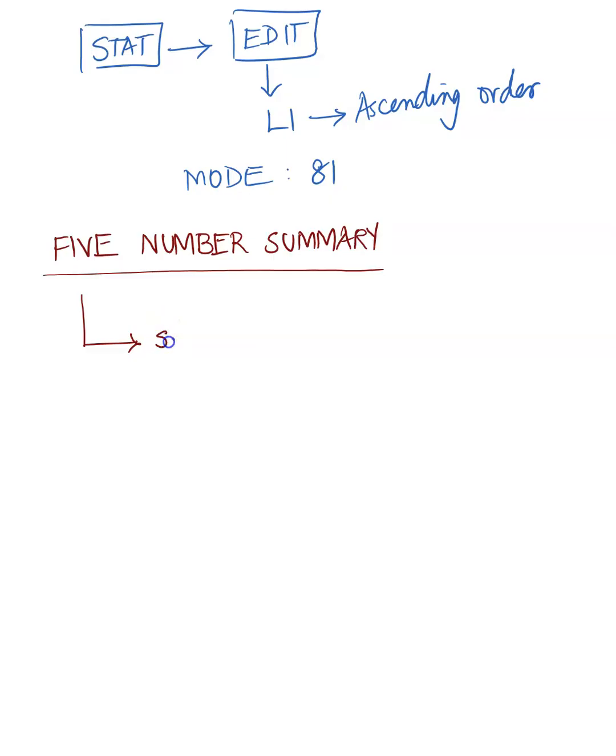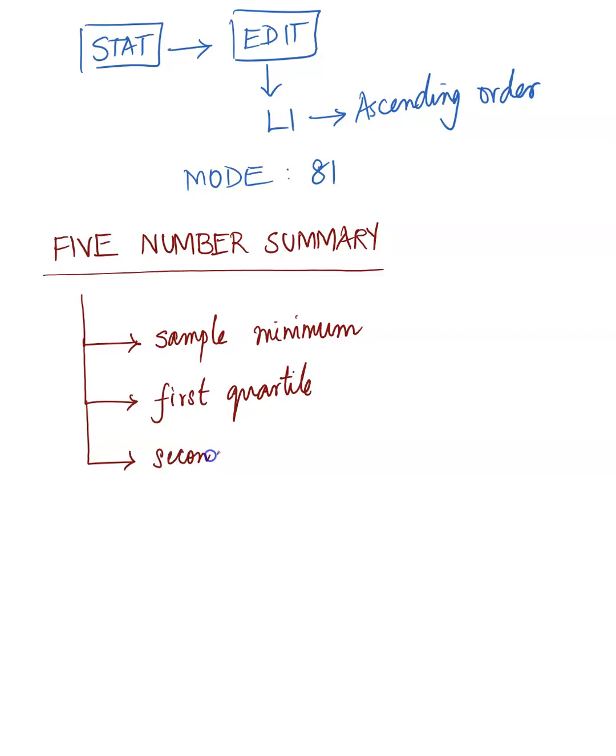So the first one is called the sample minimum. Then we have the first quartile, second quartile. I'll shortly explain what all these stand for. Third quartile, and the sample maximum.